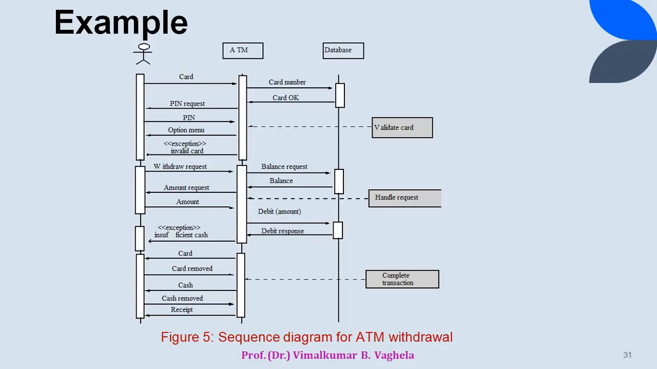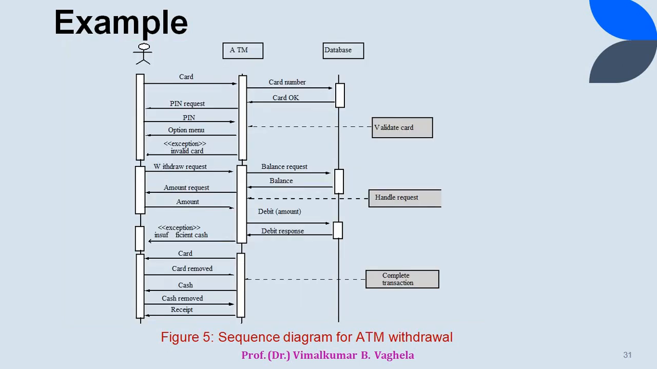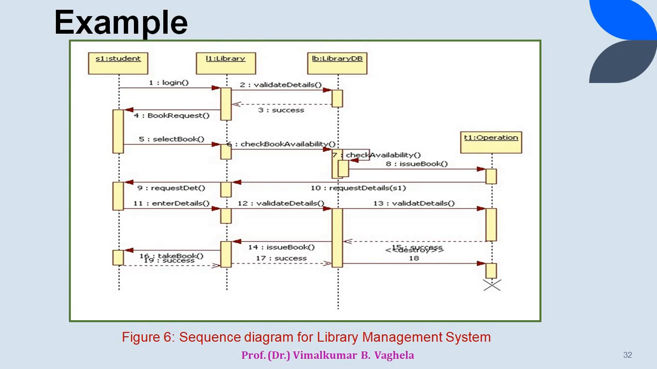These are some examples of sequence diagrams. This is for ATM withdraw. Here the actors themselves are considered as objects, such as the ATM and database. So this is the normal scenario that happens in the system. Another sequence diagram is for a library management system. Here, what is the difference? If you compare the previous one and this one, you can visualize numbering 1, 2, 3, 4, 5 like this. Here, instead of messages, I have used methods. The login method, validate detail method, book request method, and select book method are there. Again it is valid.